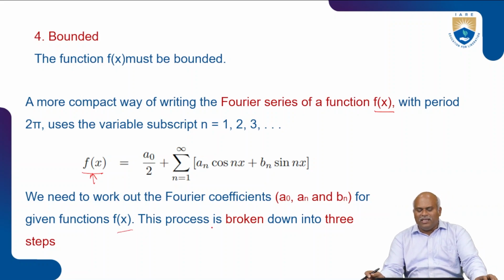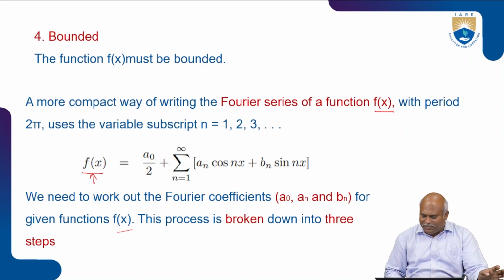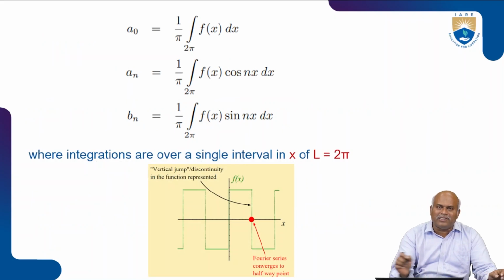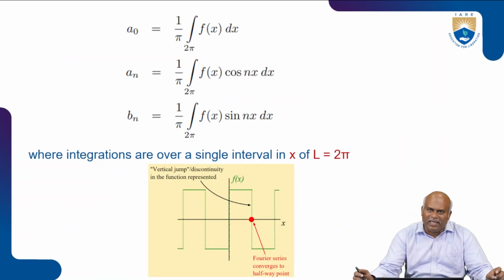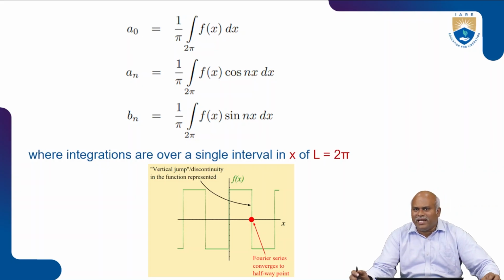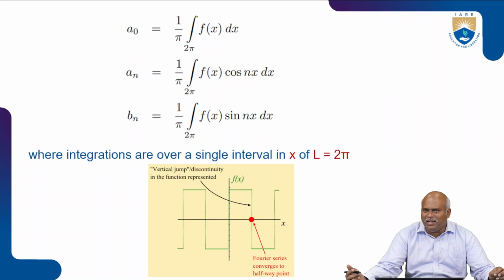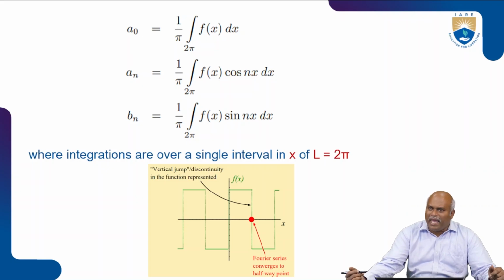This process is broken down into 3 steps. What are the 3 steps? A0 as well as an and bn. A0 is equal to 1 by pi integration over 2 pi of f of x dx. An is equal to 1 by pi integration over 2 pi of f of x cos nx dx. Bn is equal to 1 by pi integration over 2 pi of f of x sin nx dx. We integrate over the single interval that is present for x.